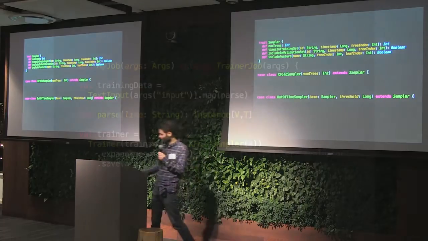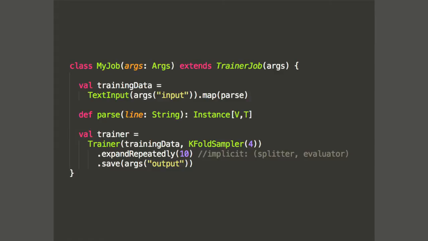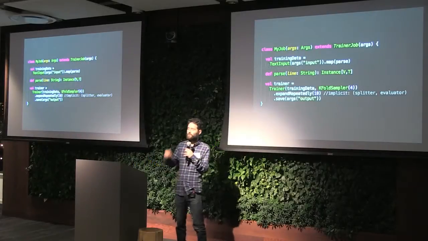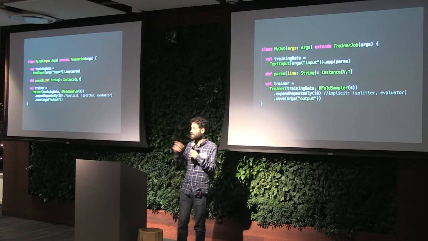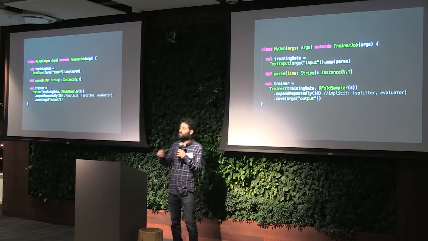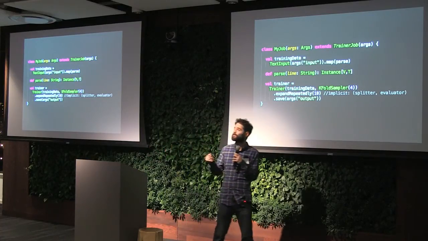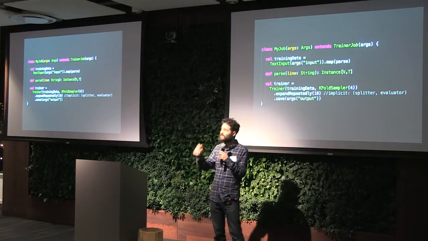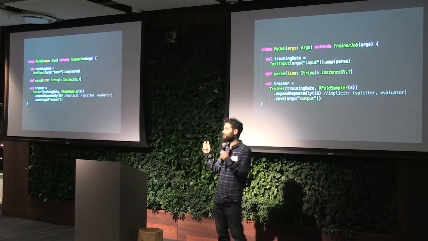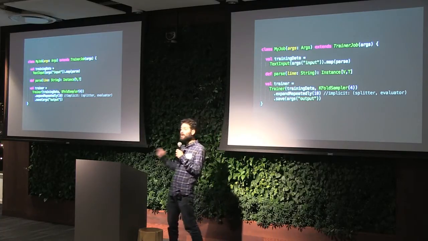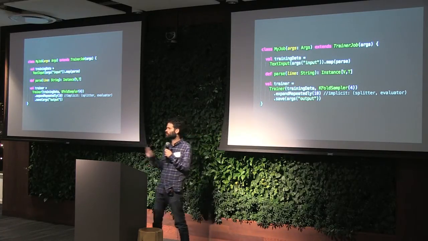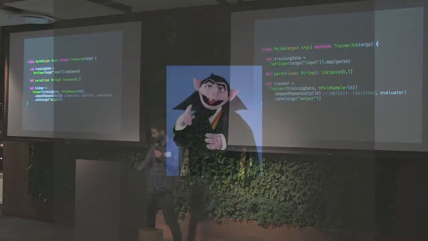OK, so a slightly more complete picture of what this looks like in Scalding is this, where when you're constructing the trainer, you need the training data, and you also need to give it the sampler, which is critical for everything you're doing. And then implicitly, it will start filling in the other stuff based on the types of your instances, right? So it'll implicitly find a splitter for you. It will implicitly find an error function for you. And you can override these, of course, but there are defaults in there. So normally, you don't need to think about this stuff too much, but it is in there.